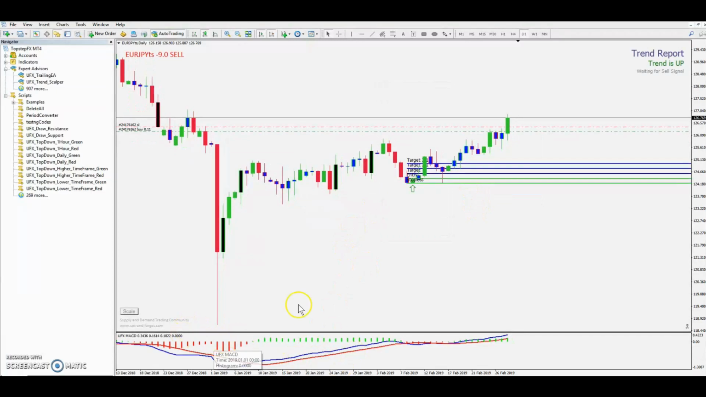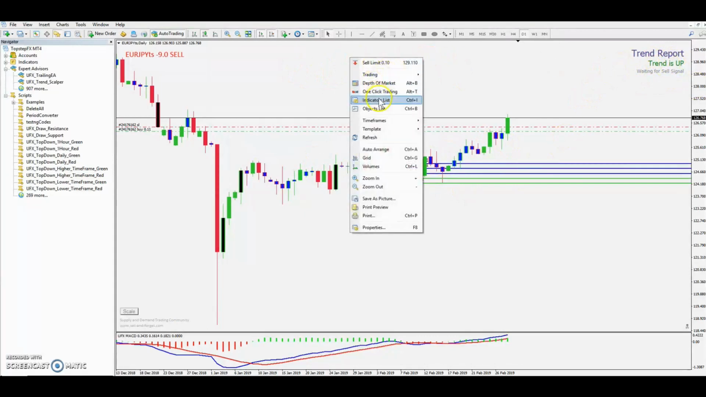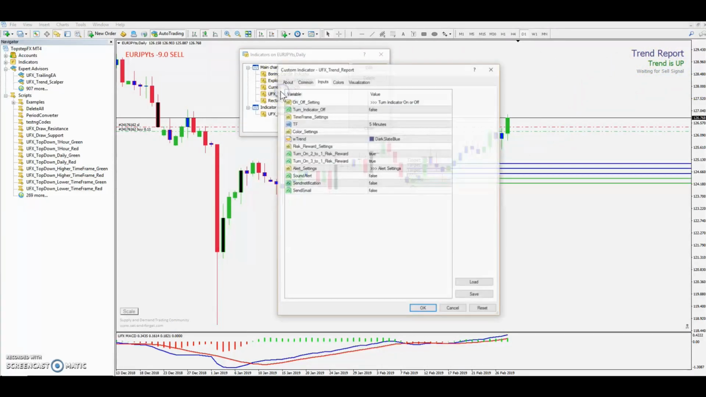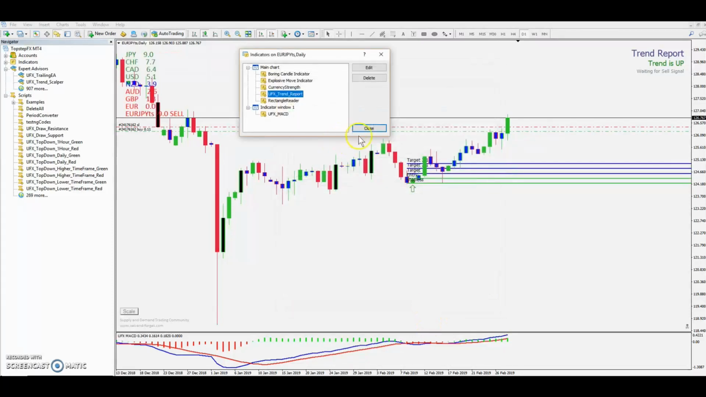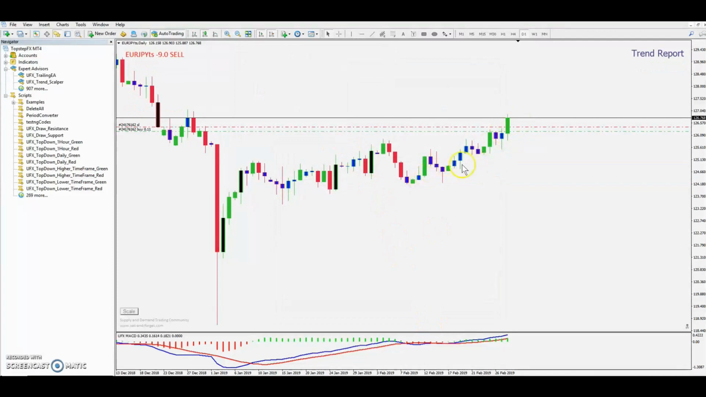Now you're going to be given the MACD and also our color coding candles, and also the trend report. What we're going to do is turn the trend report off right now. Okay, we just want to see the candles here on the daily, and we're going to go to our crosshairs, start at the current candle, and the start of this trend was down here, 16 candles back.